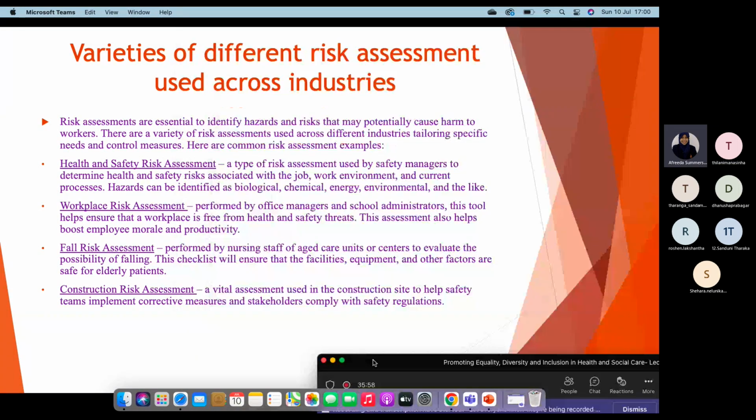Taranga, then can we start from you? Just read it and let me know what you understand. What is health and safety risk assessment?